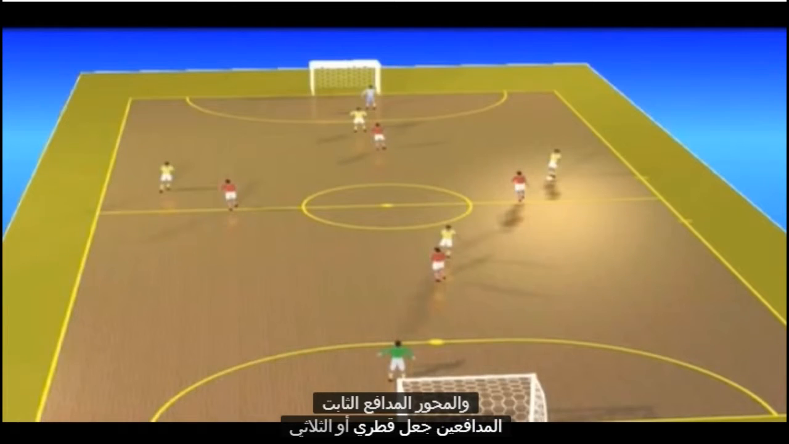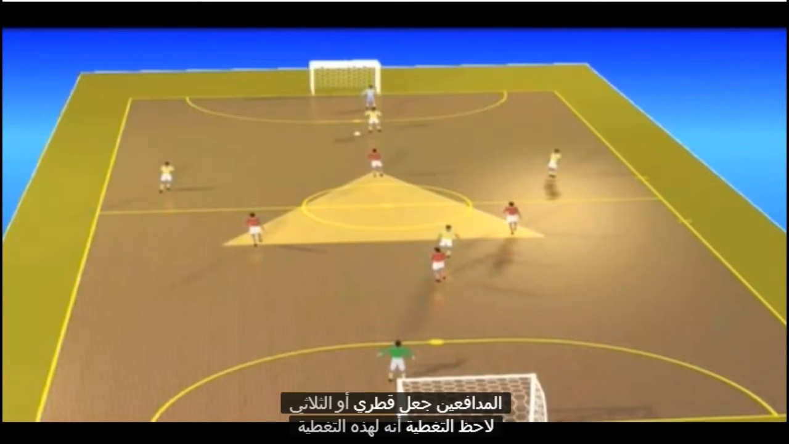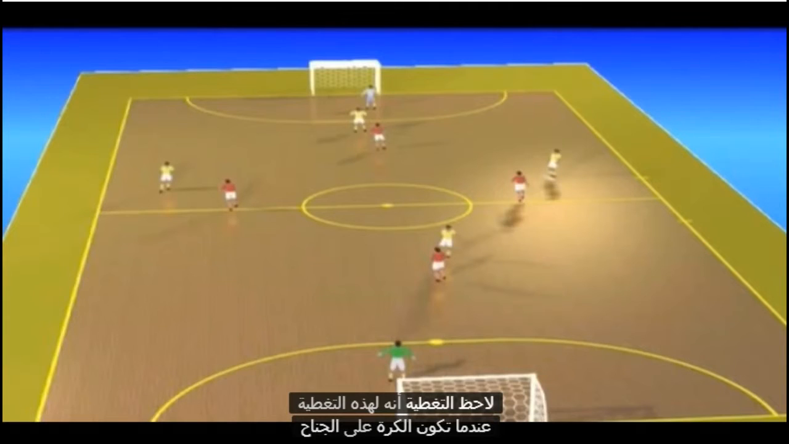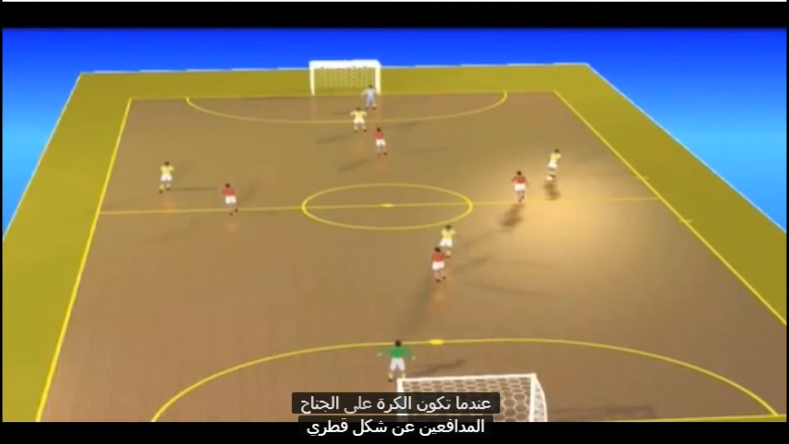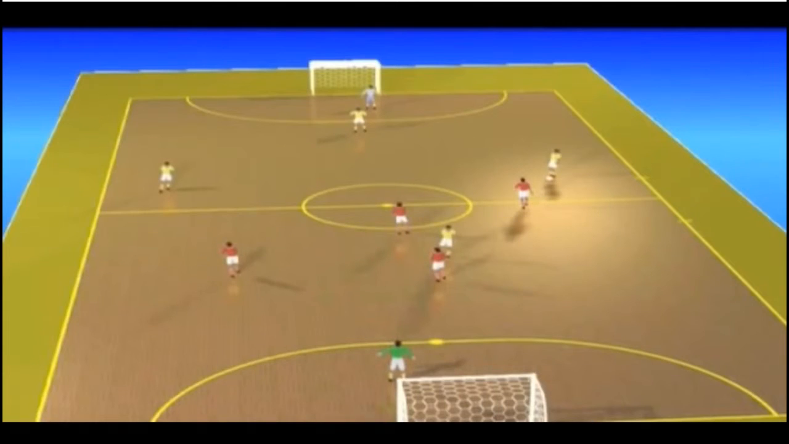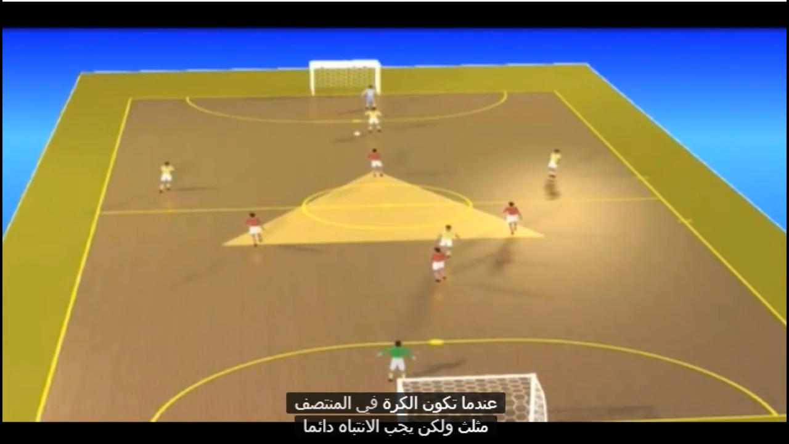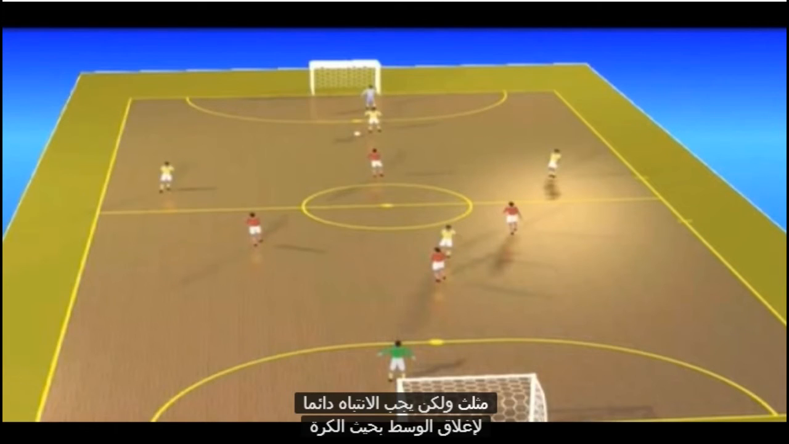The defenders make a diagonal, or triangular coverage. Note that for this coverage, when the ball is on the wing, the defenders form a diagonal. And when the ball is in the middle, they form a triangle, but must always pay attention to close the middle so that the ball does not reach the pivot, and at the same time allowing for each to cover.